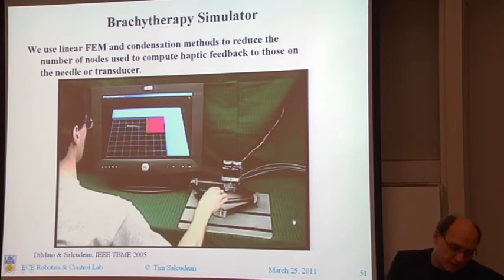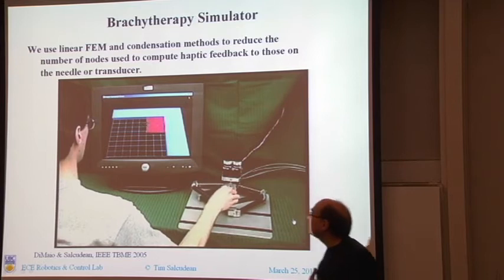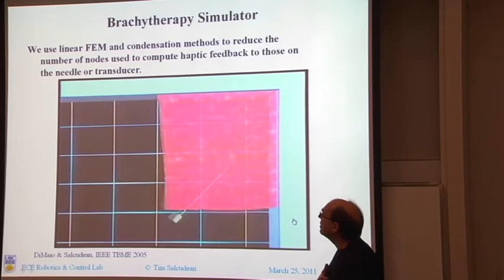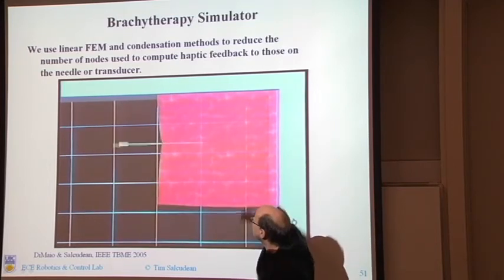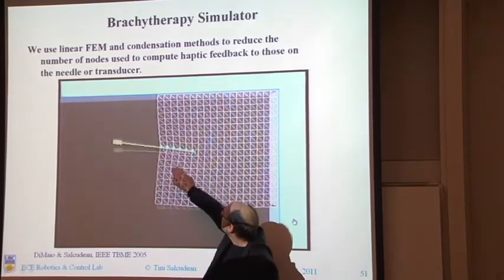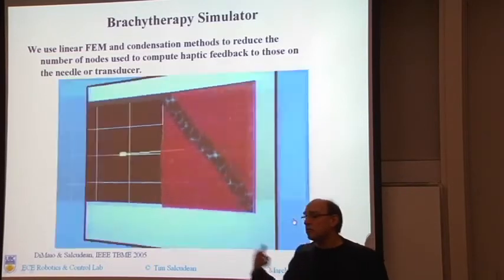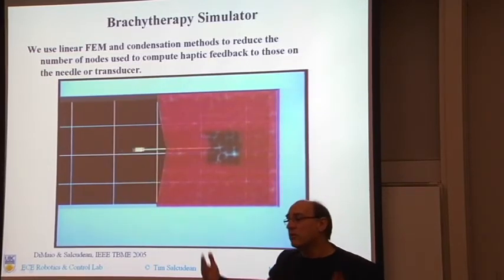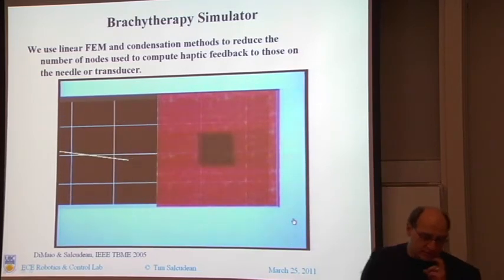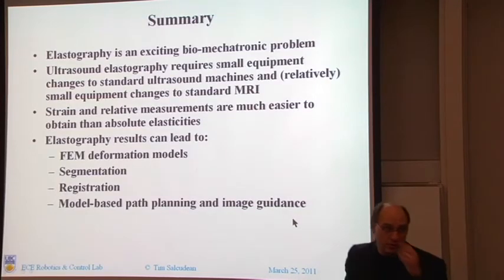To speed up the needle simulation, this is very old work with Simon Di Maio. We use condensation, that is, we exploit the linearity of our finite element formulation to not look at all the nodes in the region, but only look at the nodes that are on the needle itself. So by condensing the system using linearity, instead of having to solve for 1,000 nodes, you only have 10 nodes, and you have to map those to the 6 degrees of freedom that you have in your machine.